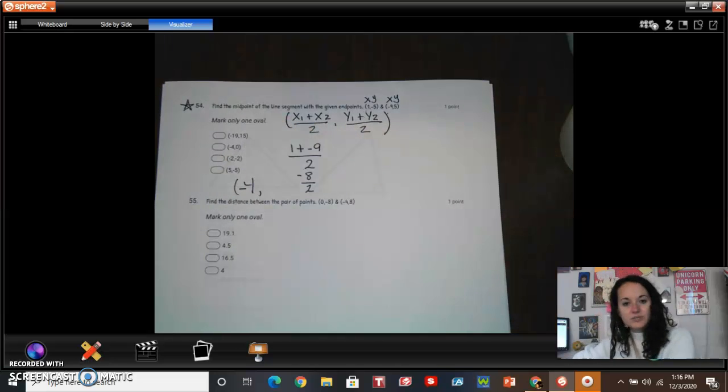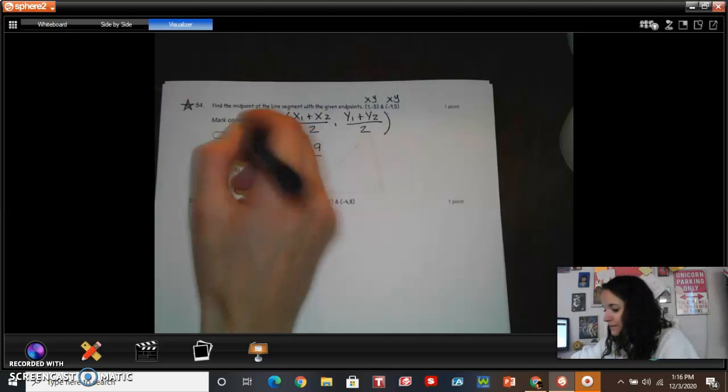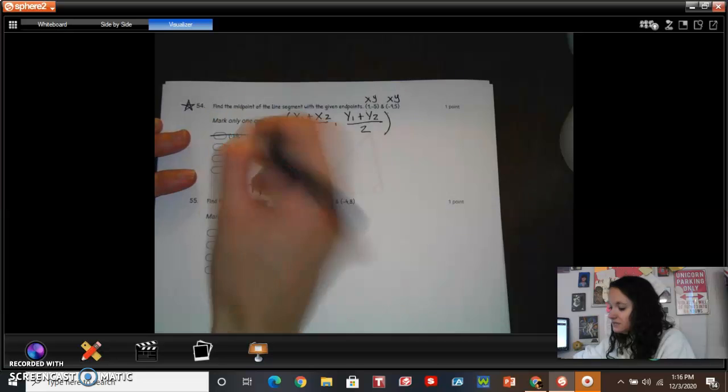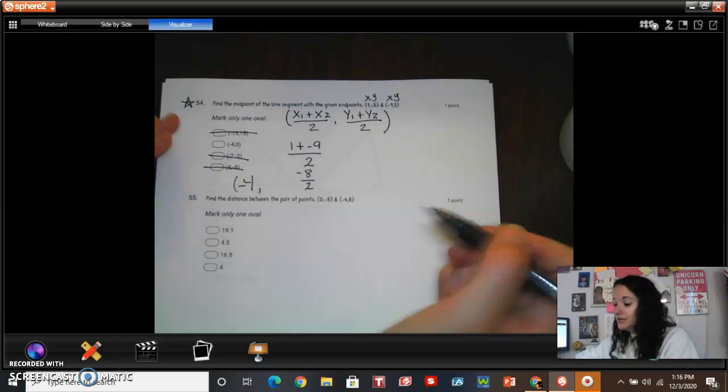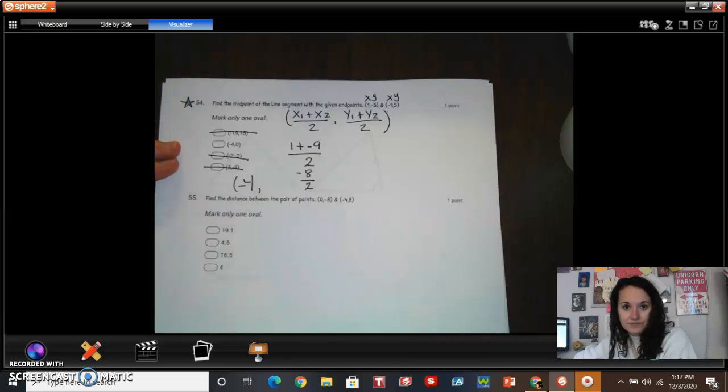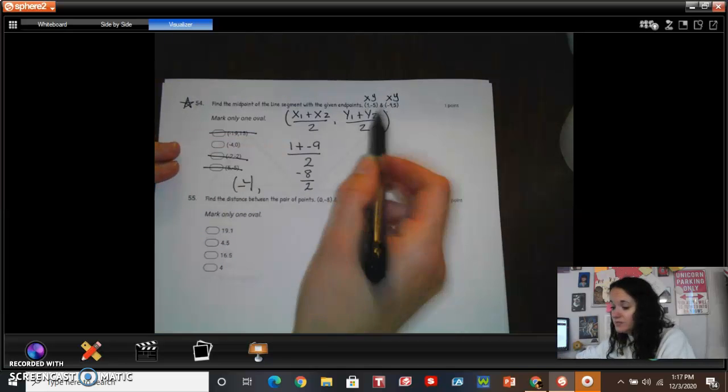Now, before we continue on, I don't know what the second one is. Let's see if we even have to. That one's negative 19, negative 4. Okay, good. Negative 2, positive 5. You don't even have to do the next one. It's just done the same way, but with the y's.